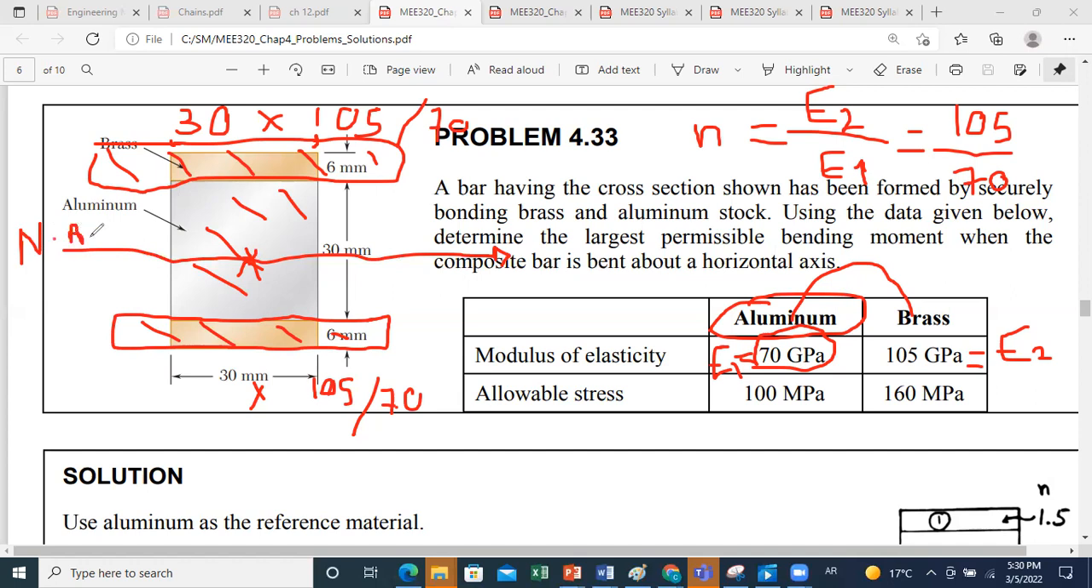The second step will be to find the inertia I about the neutral axis we found. So we should divide the area into, we can divide it into 3 parts. Part 1, part 2, and part 3. And as you can see, because of symmetry, I1 and I3 will be equal.